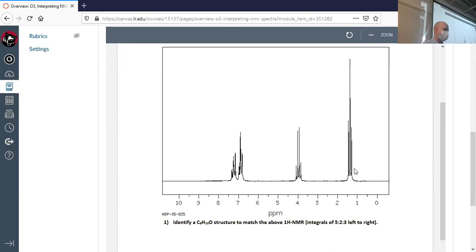So don't sweat too much whether or not your values are exactly right. It's why I always recommend look for a range. Think about it in terms of a range. I will never ask you to draw an NMR. I will ask you to be able to look at an NMR and figure out what it tells you about the molecule.